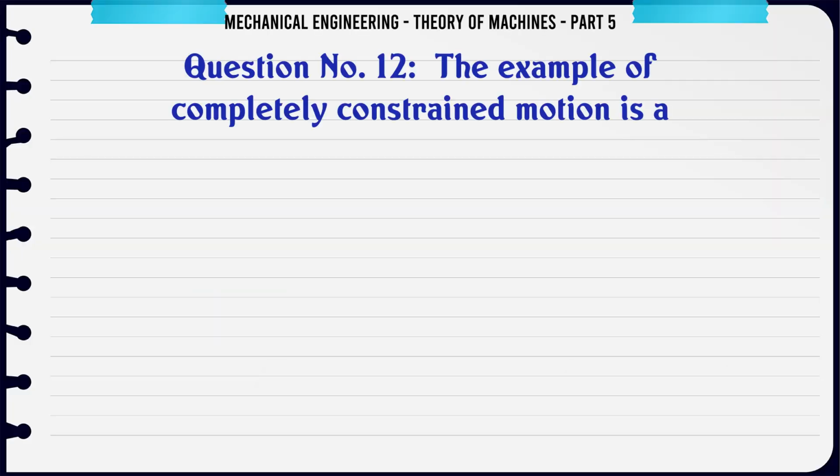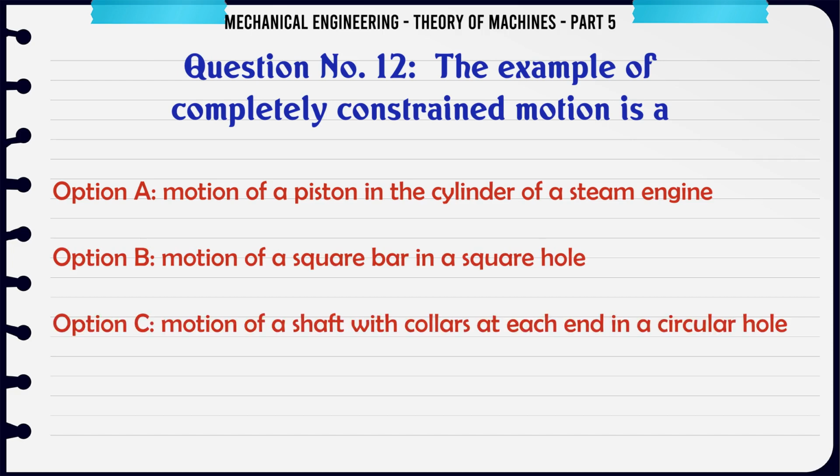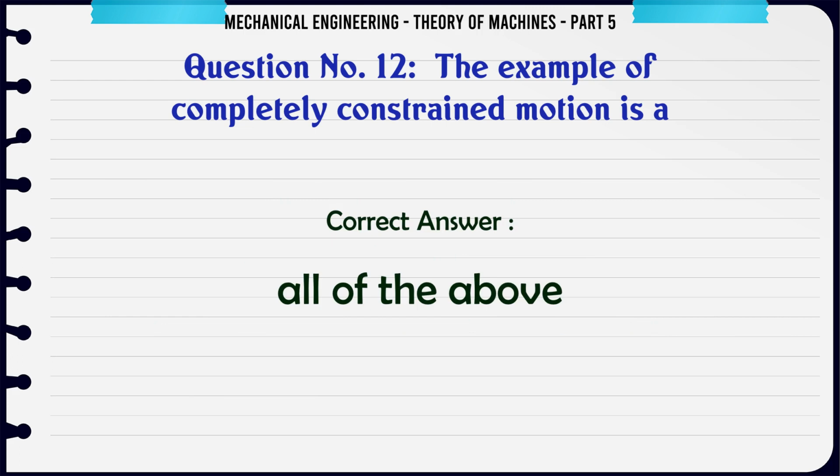The example of completely constrained motion is A. Motion of a piston in the cylinder of a steam engine. B. Motion of a square bar in a square hole. C. Motion of a shaft with collars at each end in a circular hole. D. All of the above. The correct answer is all of the above.